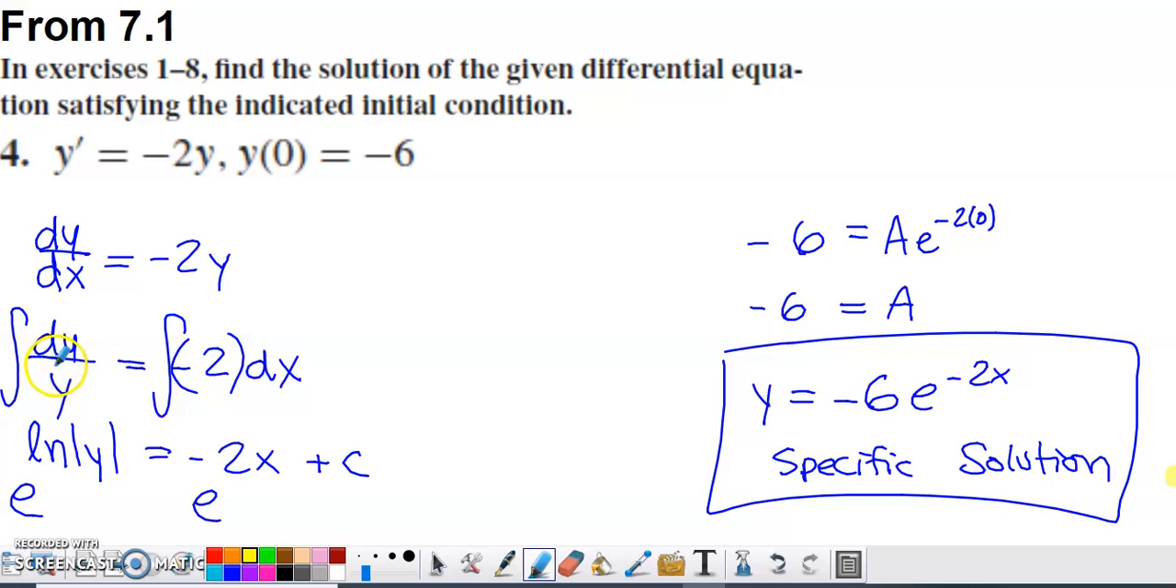When I take the antiderivative on this side, I get natural log of the absolute value of y. Now you might look at this and not really think that that's the case, but just bump that dy out of the fraction. It's 1 over y times dy. So we do get natural log of the absolute value of y on the left. On the right, I'm going to get negative 2 x to the first divided by 1 plus the constant.